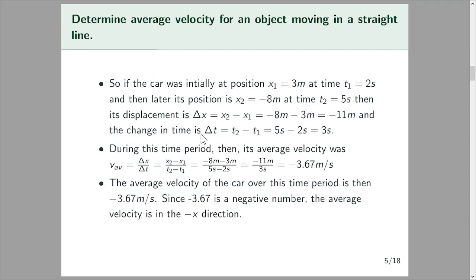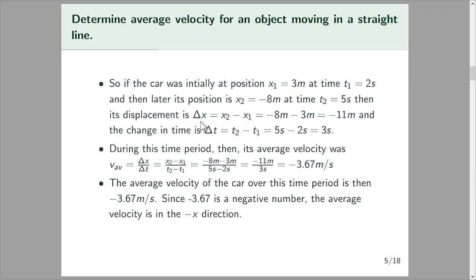So now I can do the same thing for the second case. Suppose it was at x1 equals 3 meters at time t1, again 2 seconds. And later it's at x2 equals minus 8 meters. This is the second example we were doing a few minutes ago. And the time then was also t equals 5 seconds. So instead of going forward to plus 8 meters, it went backwards to minus 8 meters. By the way, I'm just making these numbers up. There's nothing special about them.